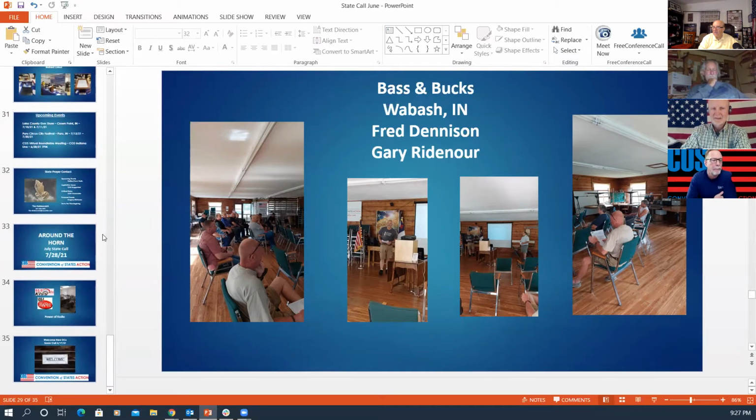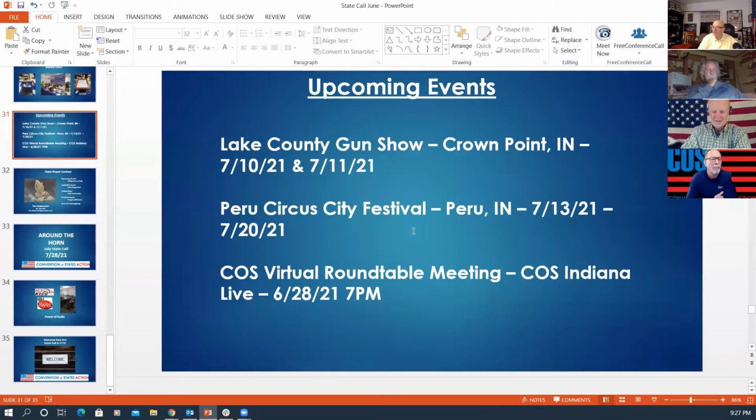then upcoming events. I came across a couple more. Lake County Gun Show coming up in July. Peru Circus City Festival. I guess Fred and Gary are planning on maybe having a table at this festival, Circus City Festival in Peru, and of course then the round table coming up on the 28th. Do you know of any other events going on that I don't have on here?